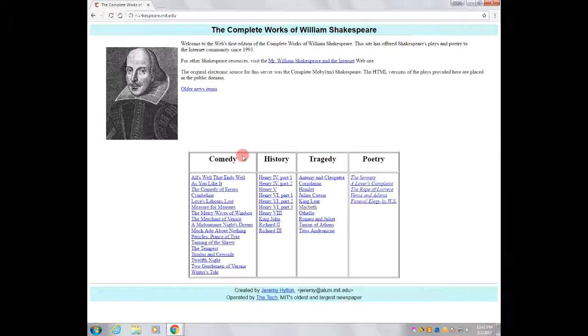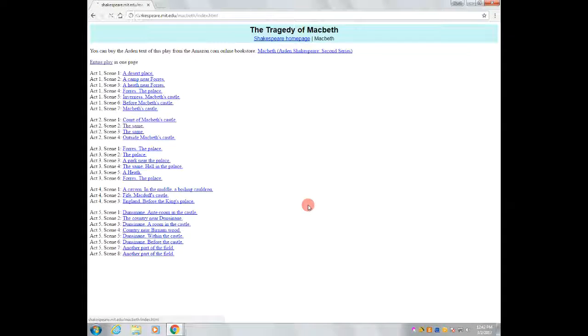Definitely not a flashy website, but one that's incredibly useful. Under tragedy, you'll see Macbeth. You won't find Macbeth under comedy, so please don't try to find it there. It has the complete works, including his poems as well, which are wonderful in and of themselves. So click on Macbeth, and you get to the homepage of Macbeth, and you'll notice that it has all 5 acts and all the scenes, organized in order.